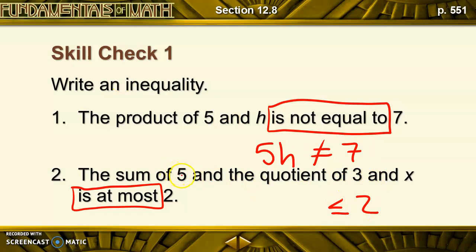The sum of 5 and the quotient of 3 and x. So this would be 5 plus the quotient of 3 and x. Quotient is division. We write it as a fraction. And this would be our answer. The sum of 5 and the quotient of 3 and x is at most 2.